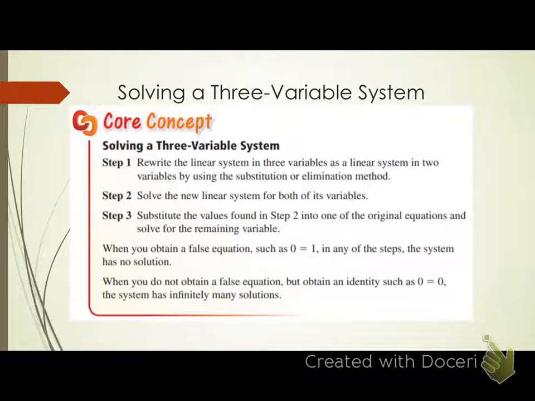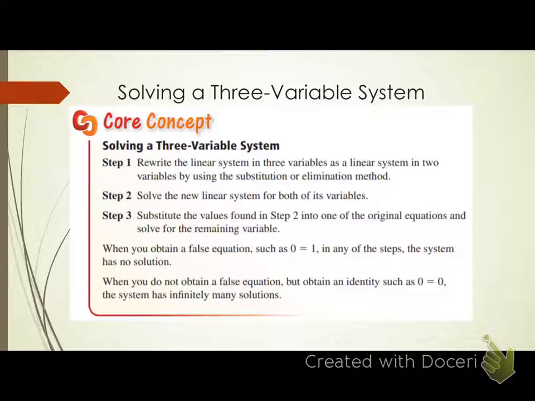So here's some steps that we can kind of take to solve a three-variable system. Step one, we want to rewrite the linear system in three variables as a linear system in two variables by using the substitution or elimination method. So my very first step, I'm trying to simplify things for myself. I'm trying to take it from a system in three variables down to a system in two variables using some of my techniques I've already used.